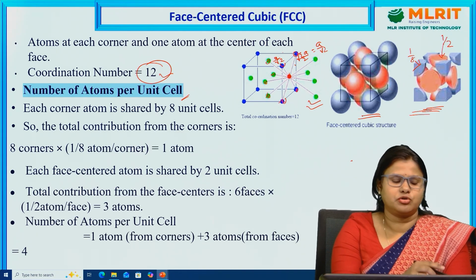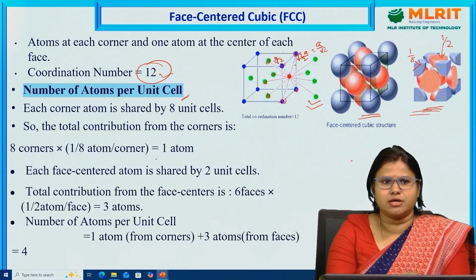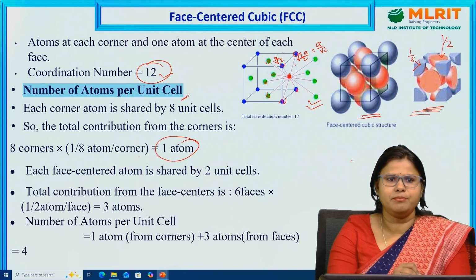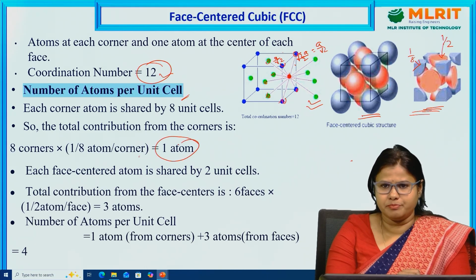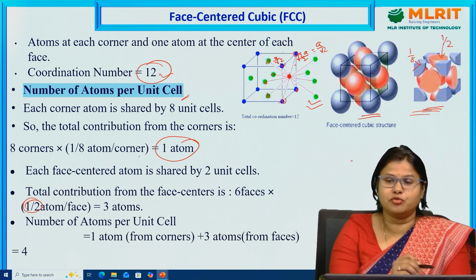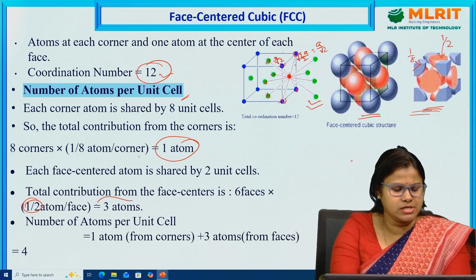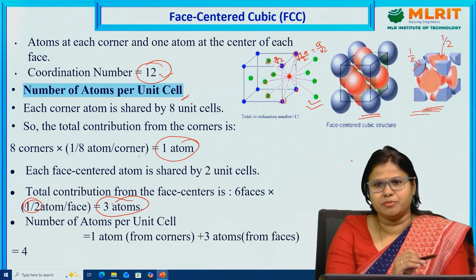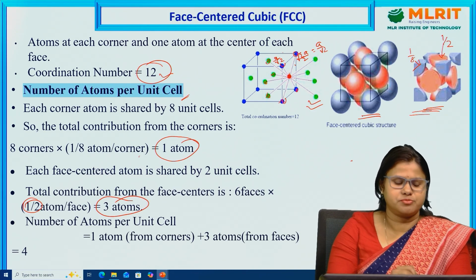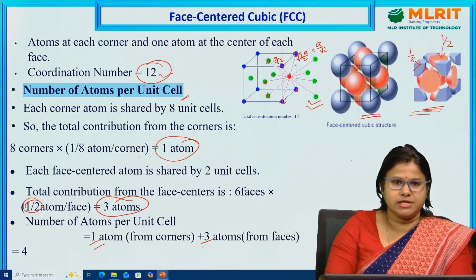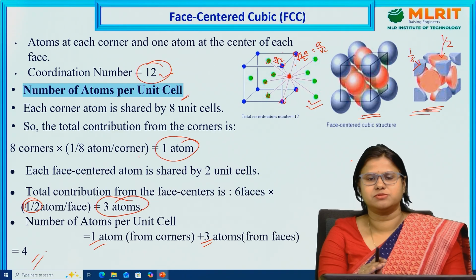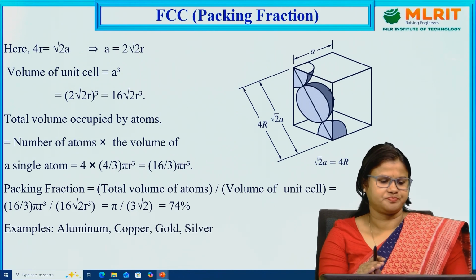That's why the total contribution from the corner is 8 corner atoms into 1/8, which will be 1 atom. For each face centered atom the contribution will be 1/2, and in total we have 6 faces, so we will get 3 atoms from the faces. So the number of atoms per unit cell is 1 plus 3, which is equal to 4.